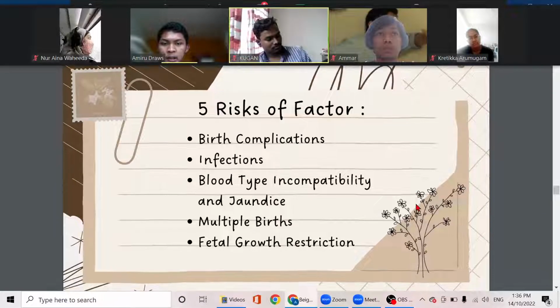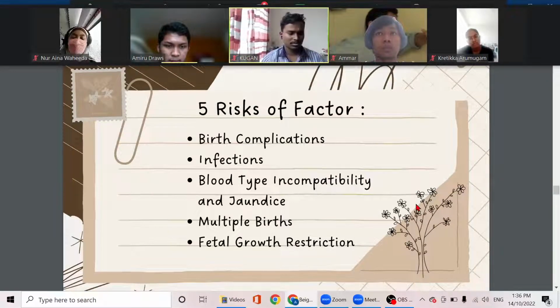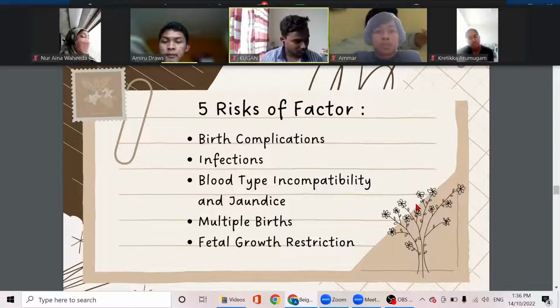Blood type incompatibility and jaundice. I don't know how to explain that.